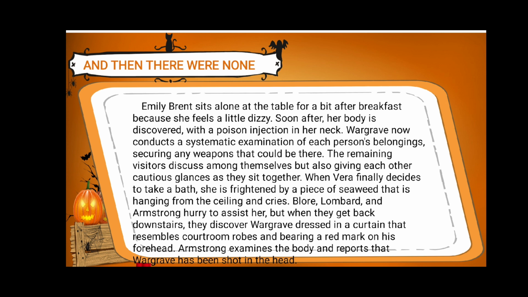When Vera finally decides to take a bath, she is frightened by a piece of seaweed that is hanging from the ceiling and cries out. Blore, Lombard, and Armstrong hurry to assist her, but when they get back downstairs, they discover Wargrave dressed in a curtain that resembles courtroom robes and bearing a red mark on his forehead. Armstrong examines the body and reports that Wargrave has been shot in the head.